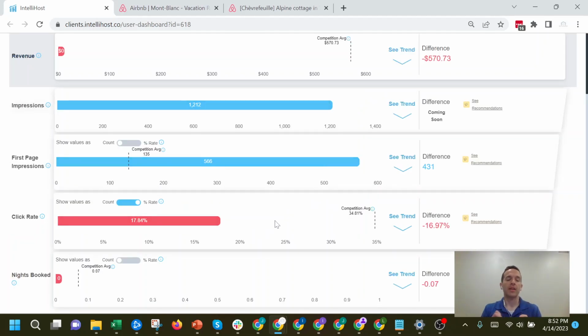Now, the beautiful thing here is once you start testing your cover image, you can go into the change tracker within IntelliHost, and you can see the impact of that cover image on your click rate as it happens. So you won't have to wait for bookings and wonder if it actually made a difference, or if it's just a seasonal difference. You'll see the impact on your click rate in real time, so that you can know if it's working and then make adjustments and continue to A/B test better cover images.